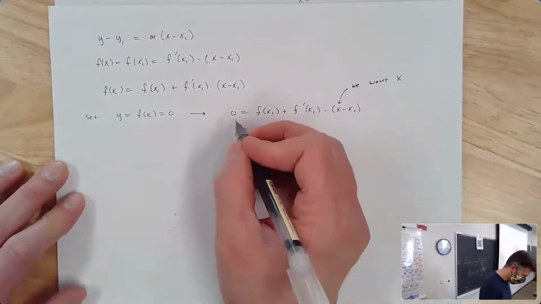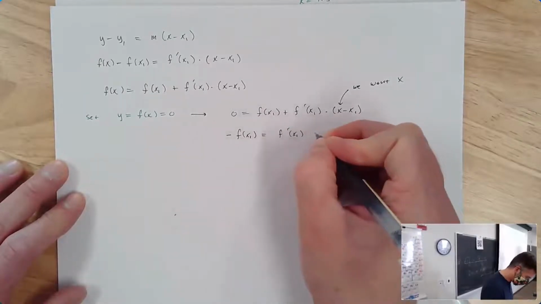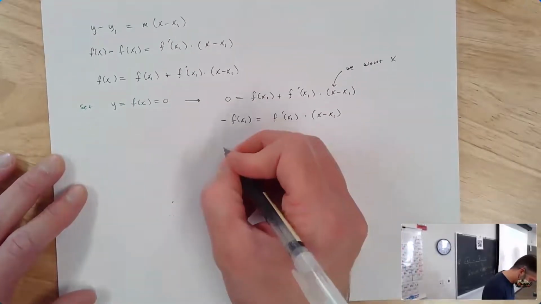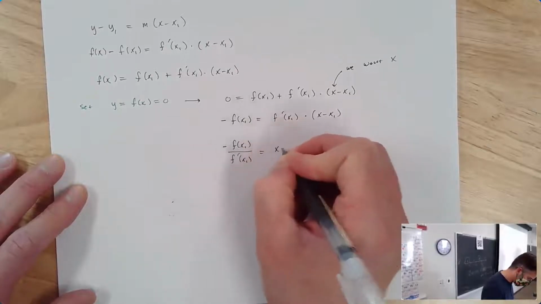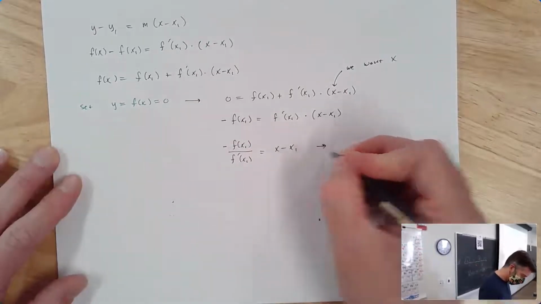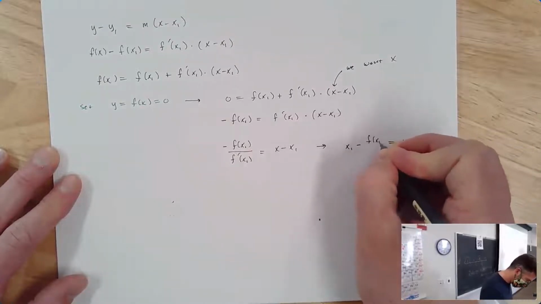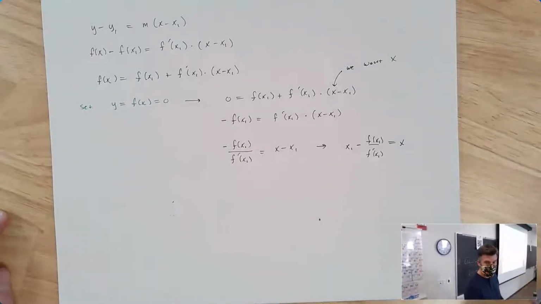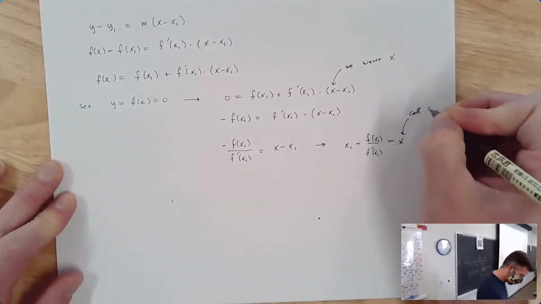So let's see what we get. I'm going to subtract f of x1 from both sides. I'm going to divide both sides by f prime of x1. So negative f of x1 divided by f prime of x1 equals x minus x1. And then solving for x, I get x equal to x1 minus f of x1 over f prime of x1. And that's how we find the next point, which you typically call x2.